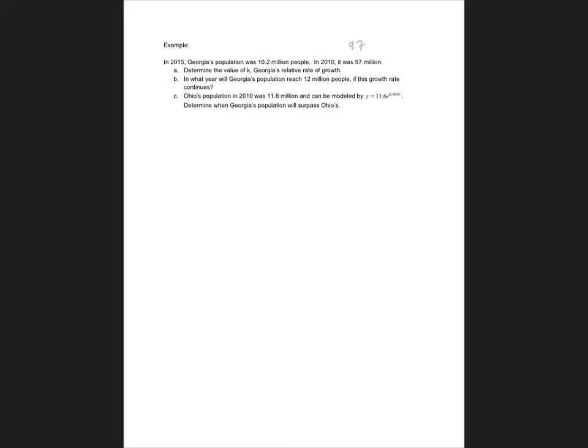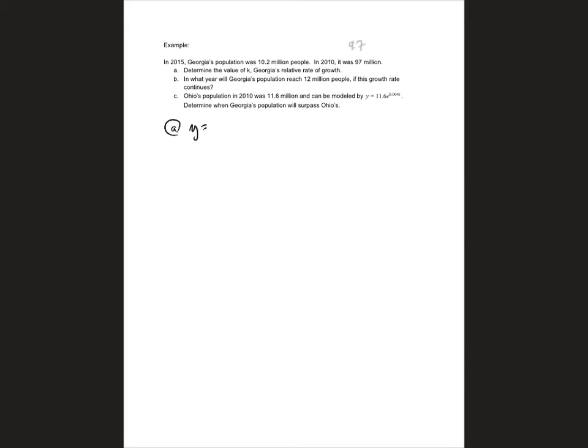All right, now, this is talking about population growth in the state of Georgia, and anytime you have a population that's growing, it grows on a continuous basis. It's not like a quarter goes by and suddenly the population jumps by 100,000. So whenever you see a population growth problem, you're usually going to be using the continuous growth formula.